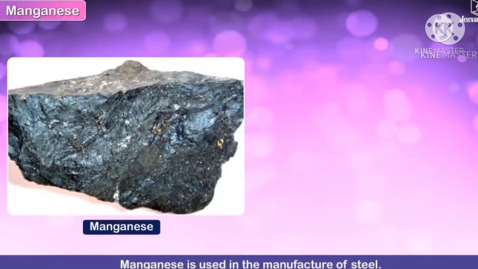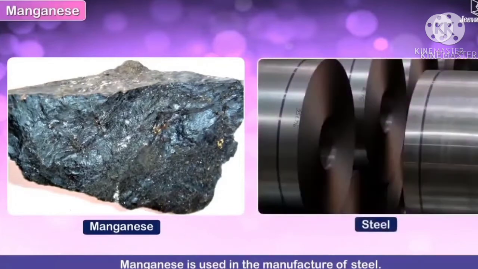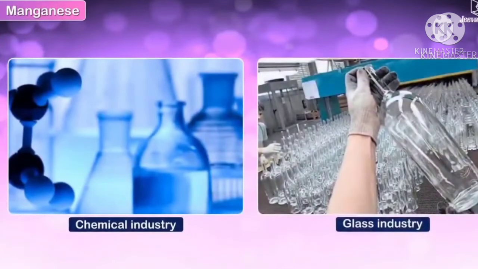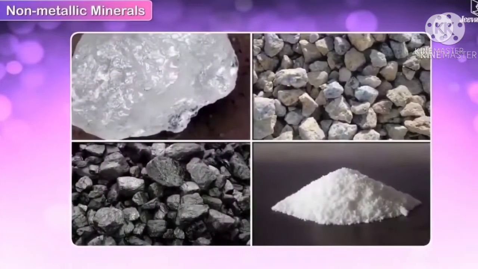Manganese is the next mineral. It is used in the manufacture of steel. Manganese is used in the manufacture of steel. The chemical industry makes use of manganese and the glass industry makes use of manganese.